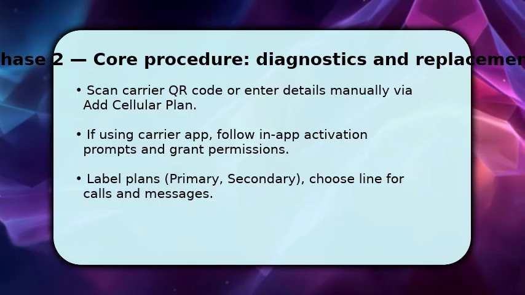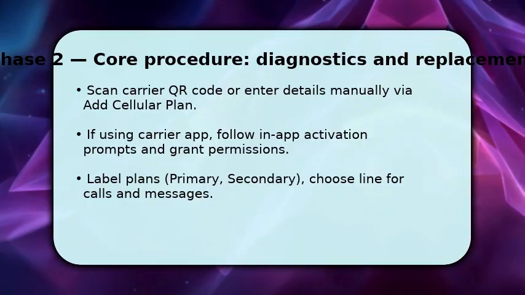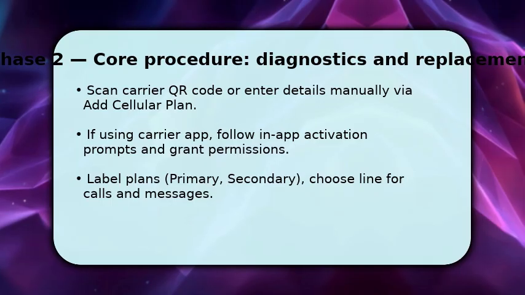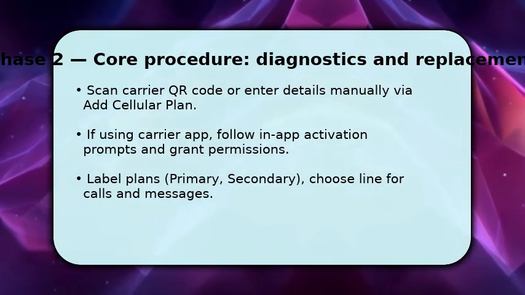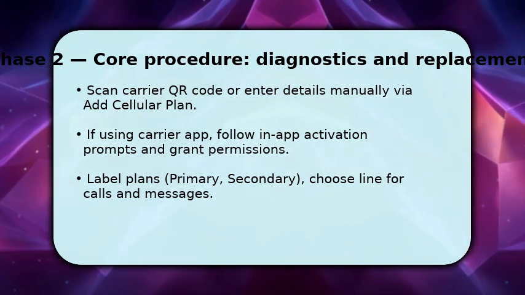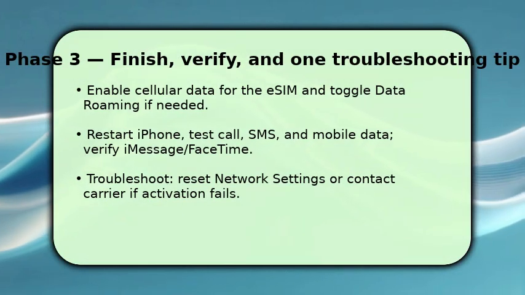Once the profile appears, label it clearly, primary or secondary, so you can manage calls and iMessage. Then decide which line handles voice versus data and set your default. This ensures predictable behavior when you make calls or use cellular data. You enable cellular data for the new eSIM and toggle data roaming only if you need it.